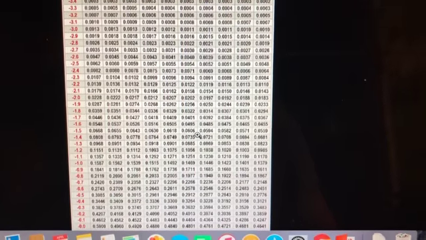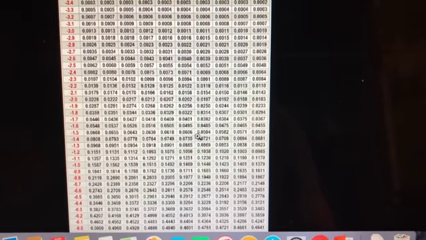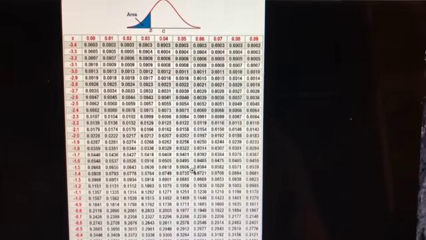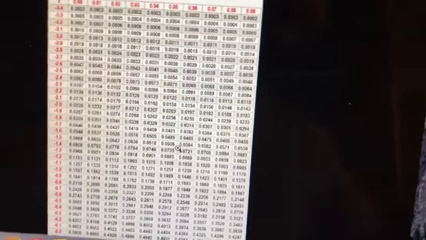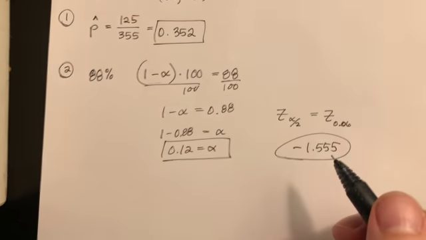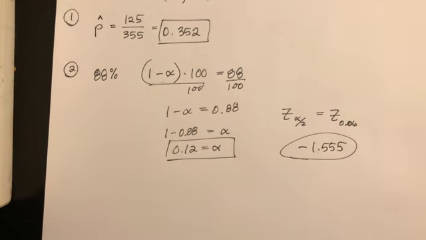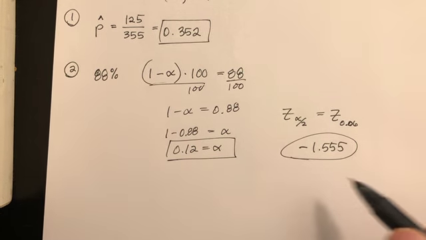0.0606 is pretty close, and 0.0594 is equally as close. So negative 1.555 should be your z-score. If you wanted to round it, you could say negative 1.56 or negative 1.55. I wonder which one they say. 1.555. They want the 1.555.